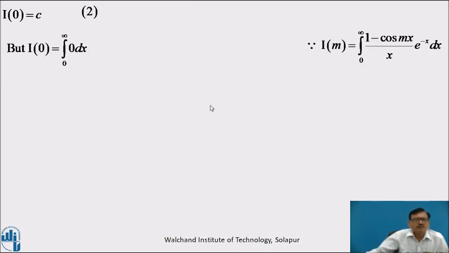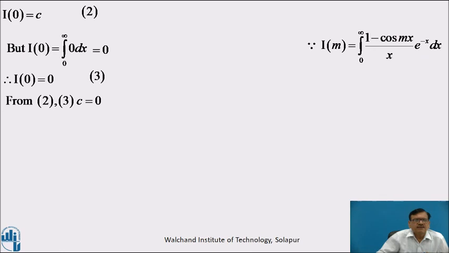But I of 0 equals the integration from 0 to infinity of 0 dx, because if you put m equal to 0, you get cos 0 is 1, and 1 minus 1 is 0, which is equal to 0. Therefore I of 0 is 0. Let us call this equation number 3. From 2 and 3, we get the value of c equal to 0.